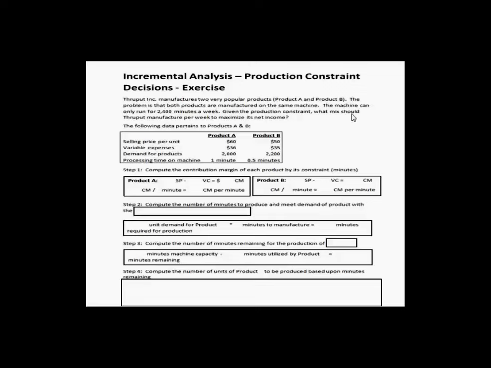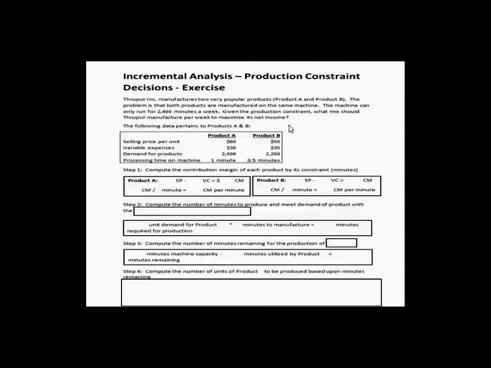Now, the machine that we're talking about can only run for 2,400 minutes a week. So if we have demand that causes that time to exceed 2,400 minutes a week, we're going to end up with a bottleneck. So given this production constraint, what mix should Throughput manufacture per week to maximize its net income?